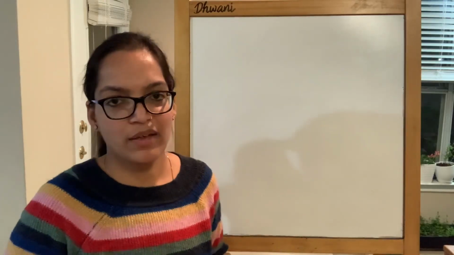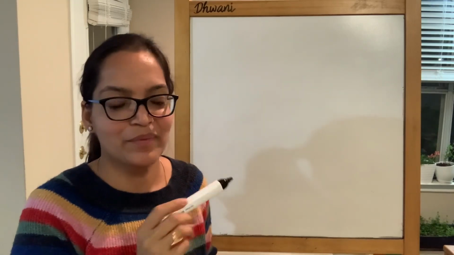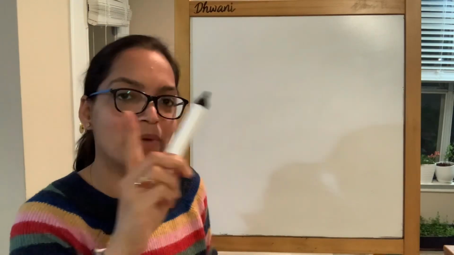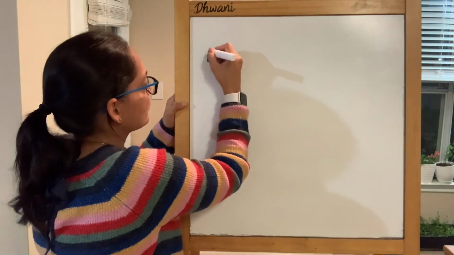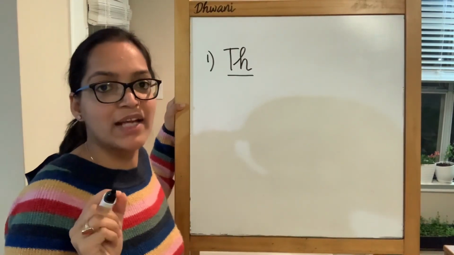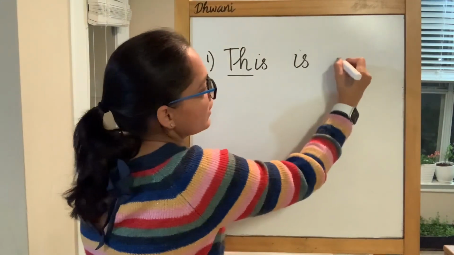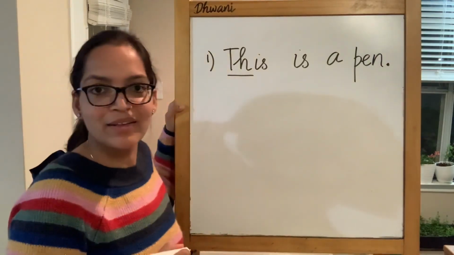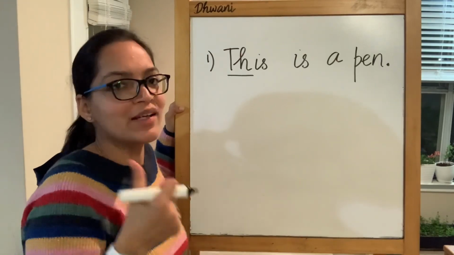When you see this pen, what do you see? You write your own sentences and let's compare mine. When I see this pen, I will say this is a pen. So my first sentence is going to be: this is a pen. The sound produced by T and H. This is a pen. So I wrote one full sentence, and if you did too, well done.